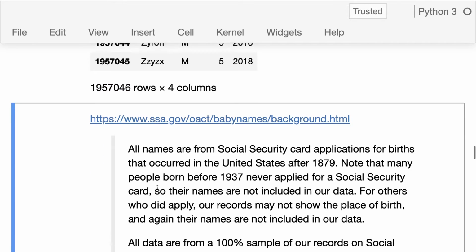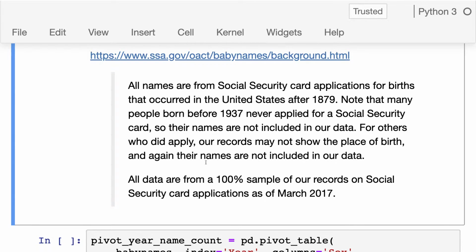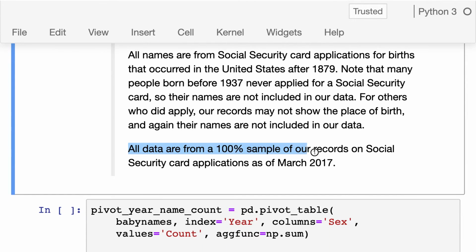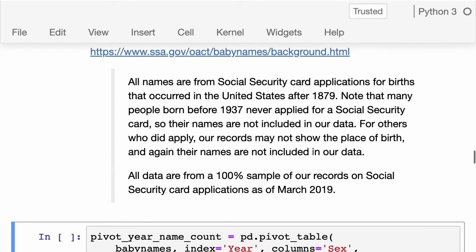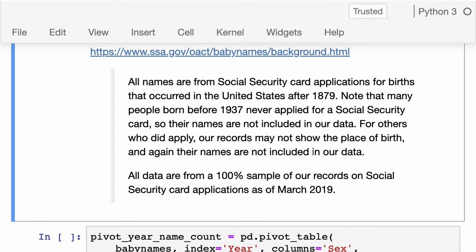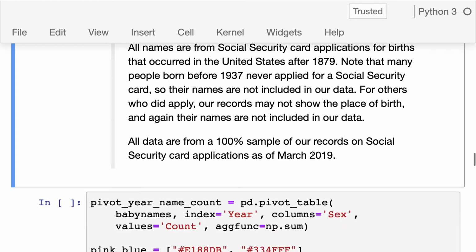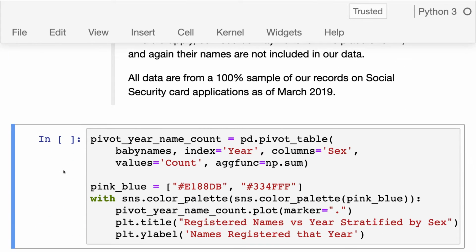All right, so here's some more data. We can see here that this data is a 100% sample of records on Social Security card applications as of March 2017. I should update this to 2019. There we go. All right, so this contains everybody. This is everybody in the US if you're born and you got your name registered by the government. Okay, so here's something we might do.